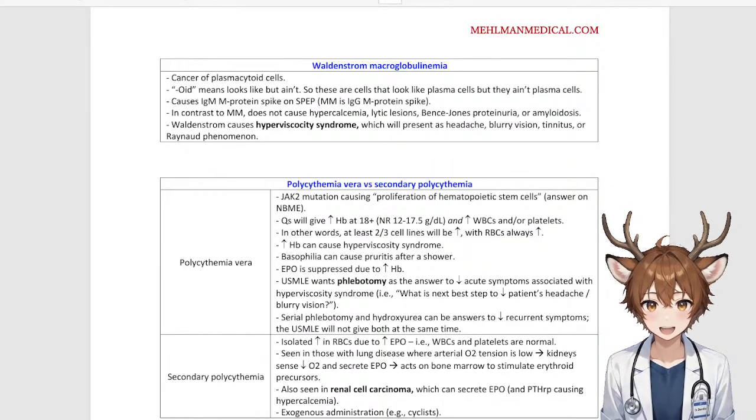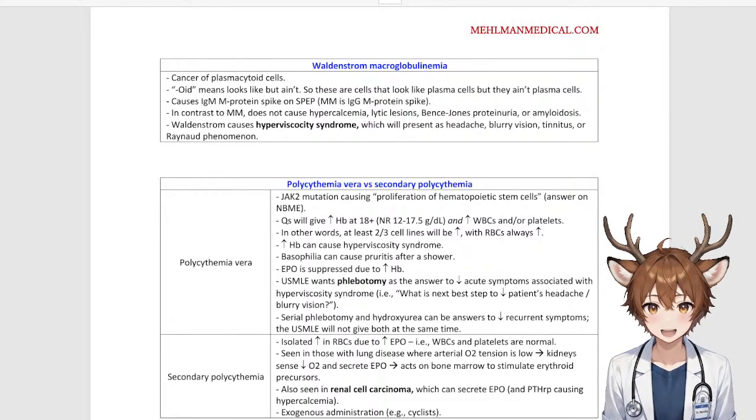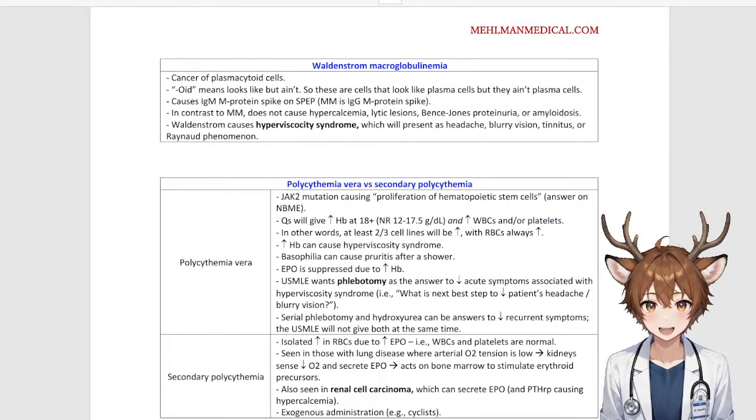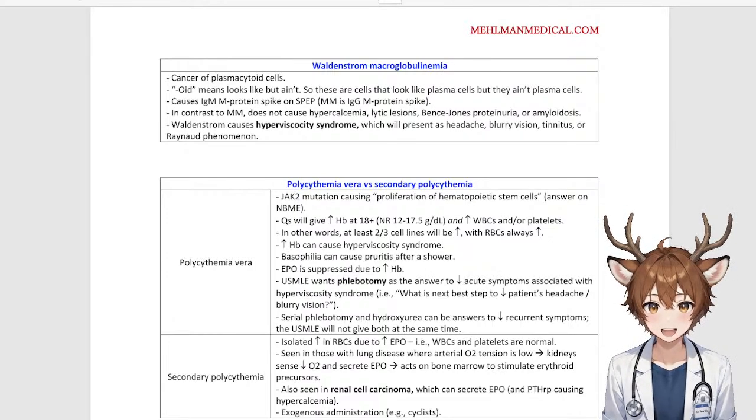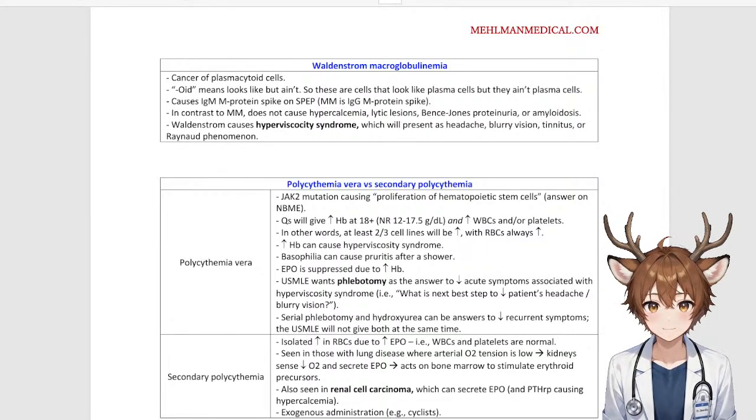In contrast to multiple myeloma, it does not cause hypercalcemia, lytic lesions, Bence-Jones proteinuria, or amyloidosis. Waldenstrom causes hyperviscosity syndrome, which will present as a headache, blurry vision, tinnitus, or Raynaud phenomenon.